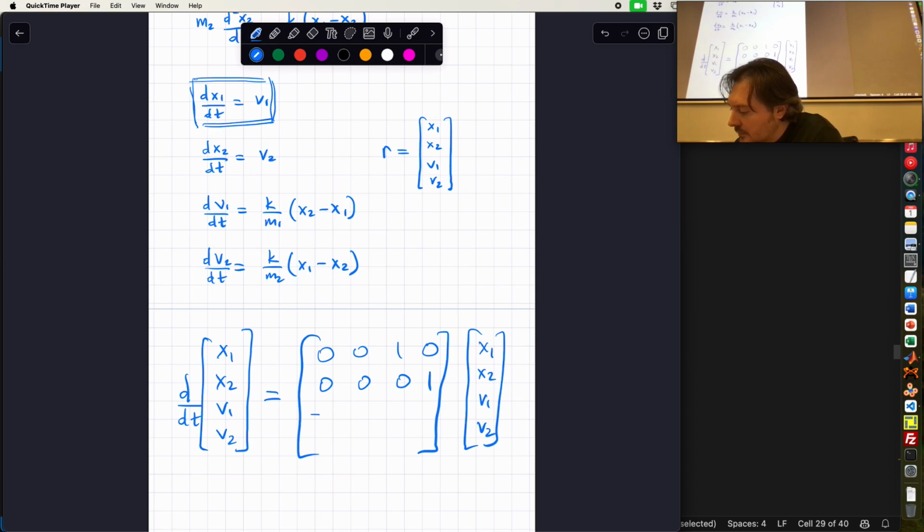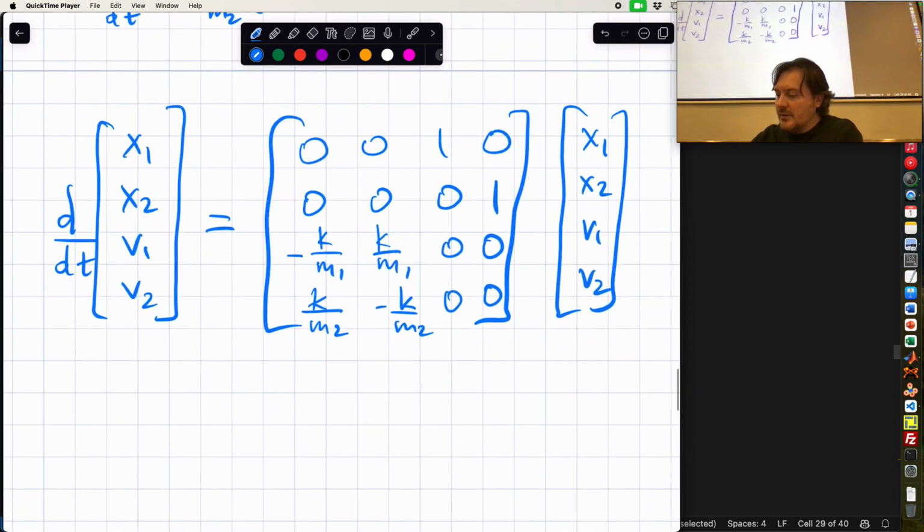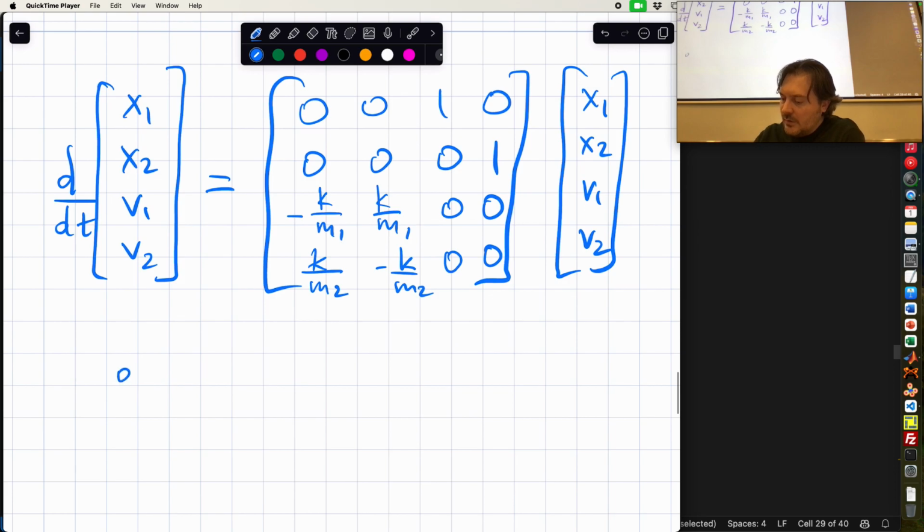Minus k over m1. Very good. And plus k over m1. Do you agree? Then 0, 0. And then the opposite, and also with m2, right? k over m2, minus k over m2, 0, 0. So what we have done is turn it into this kind of equation.